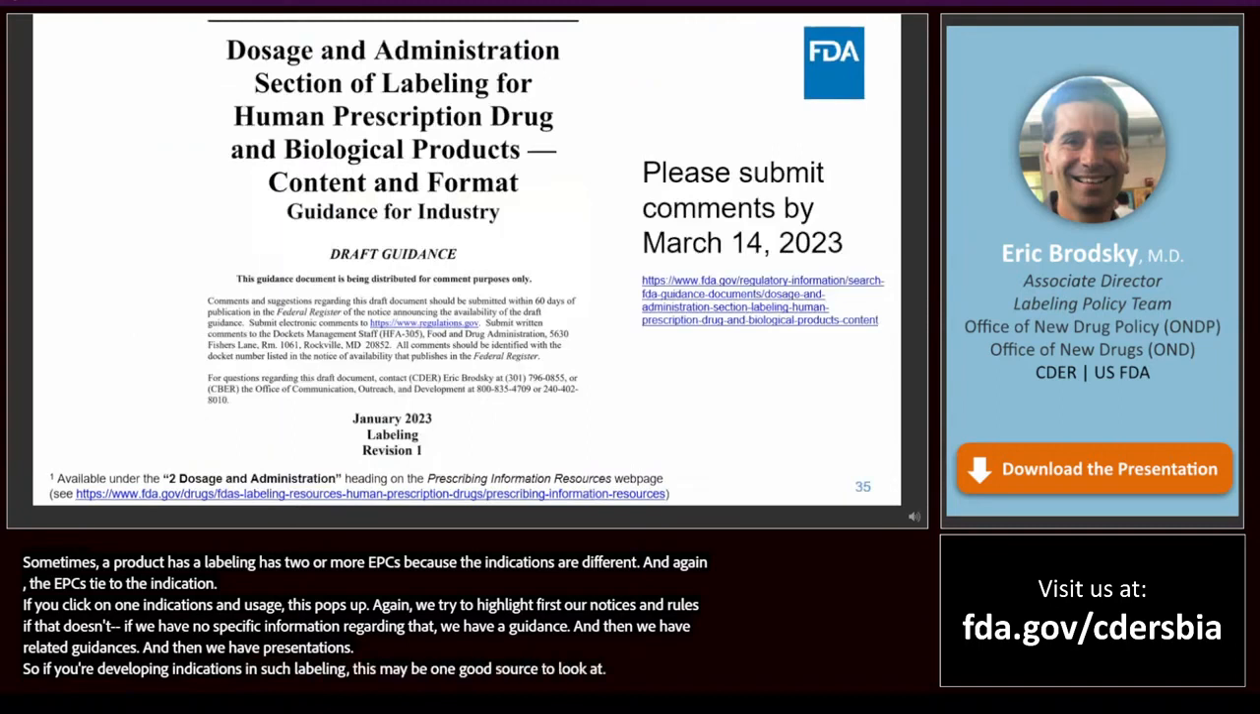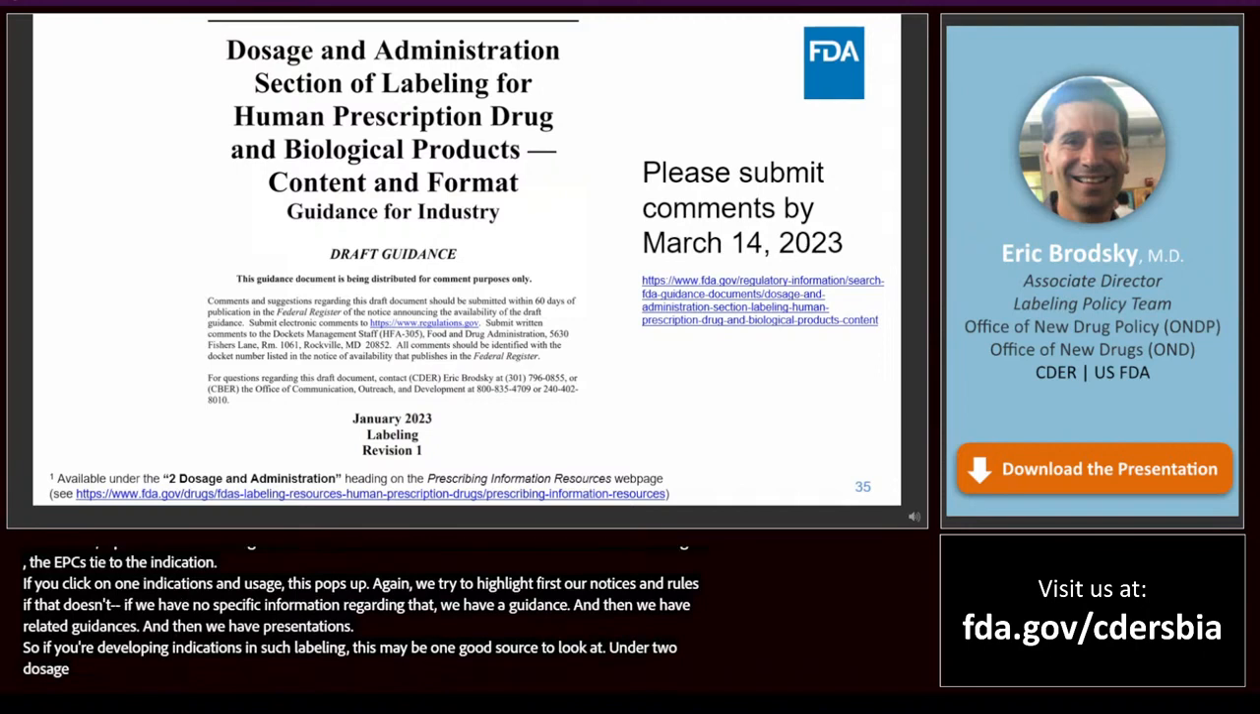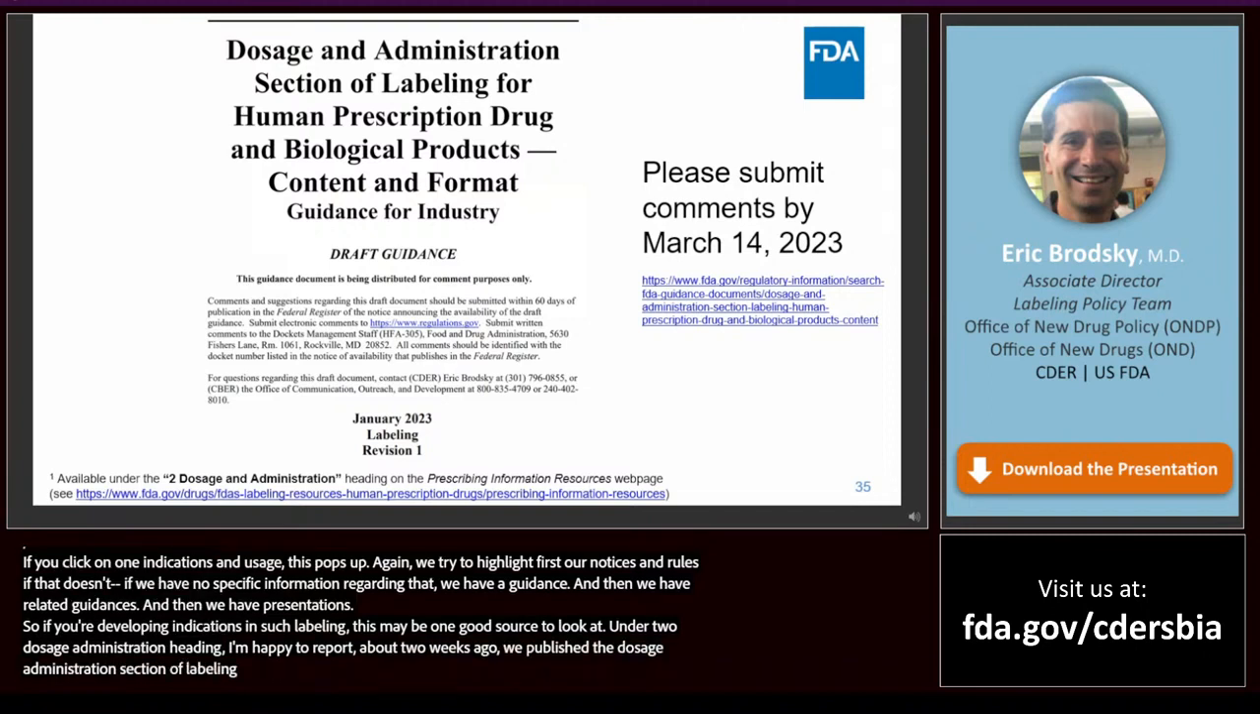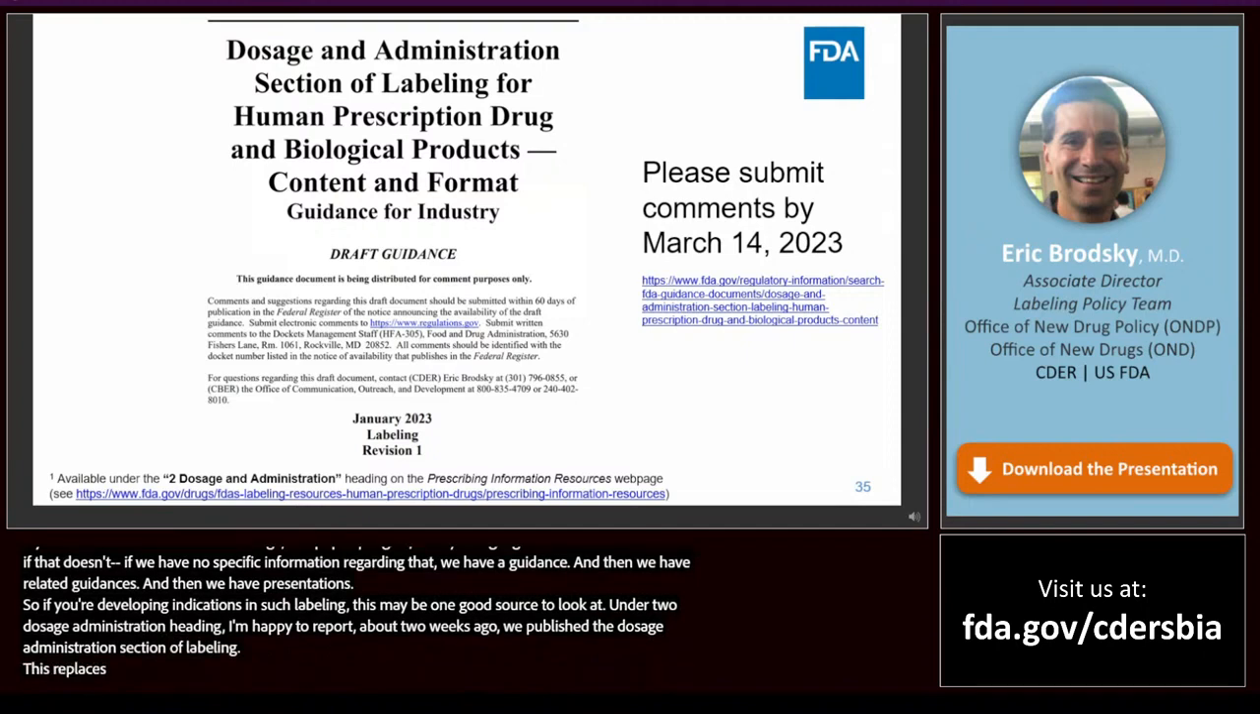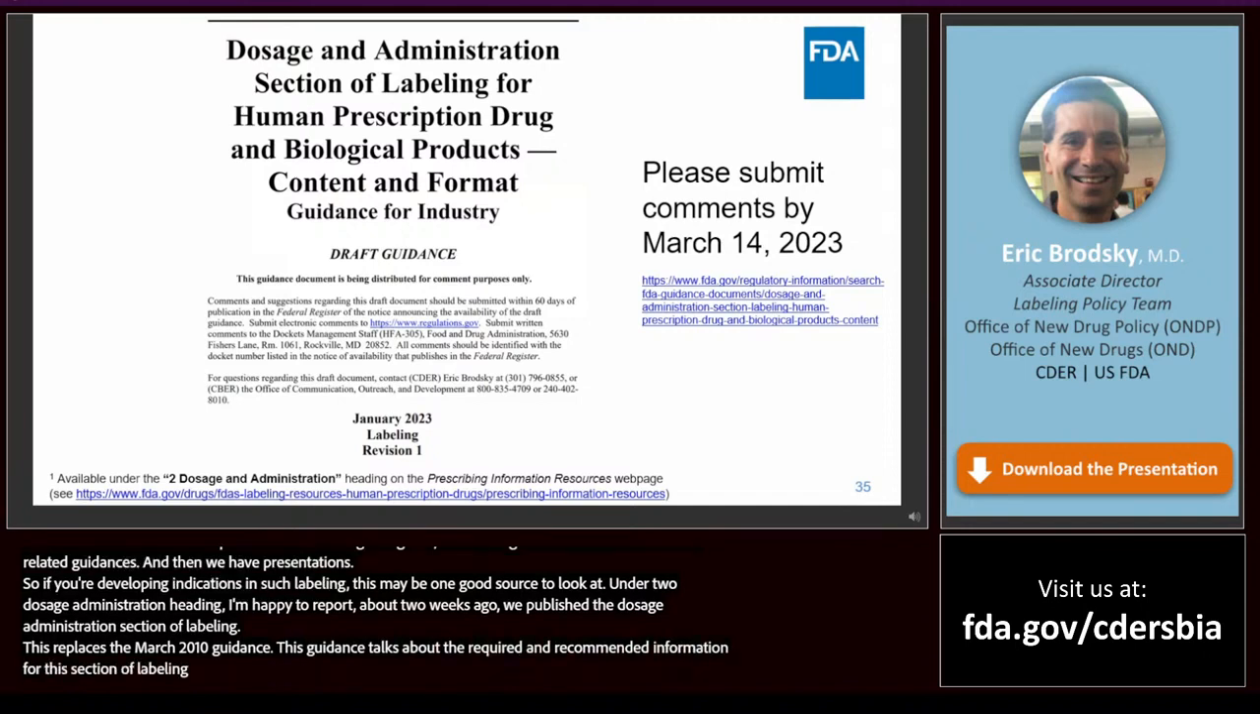Under the 2, dosage and administration heading, I'm happy to report about 2 weeks ago, we published the revised draft dosage and administration section of labeling guidance. This replaces the March 2010 guidance. This guidance talks about the required and recommended information for this section of labeling, which includes the required and recommended dosage, preparation, and administration instructions.